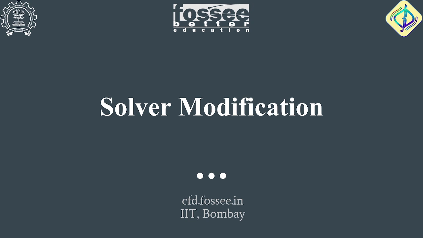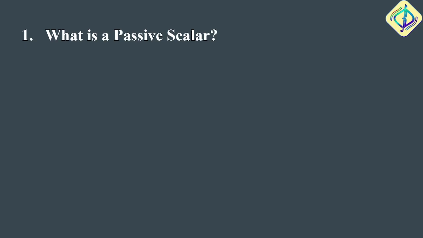Today's session will be on solver modification. We look at how to copy a solver, modify it based on some equations, and then solve one test case that is already present in our repository with the same modified solver. The solver that we will be modifying is a scalar transport form solver, and we will be introducing a passive scalar with a flow that is already initialized.